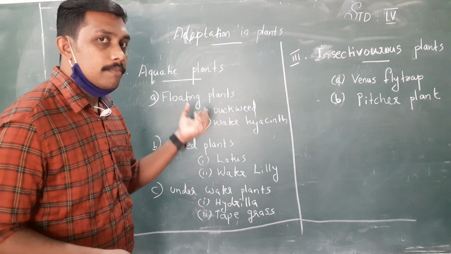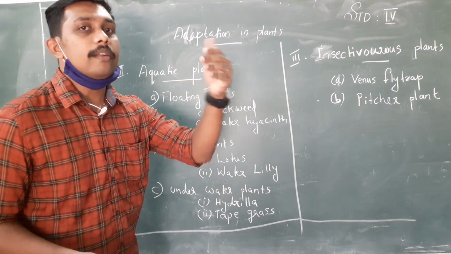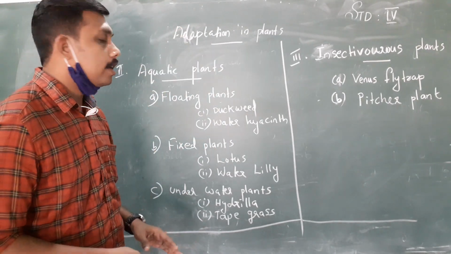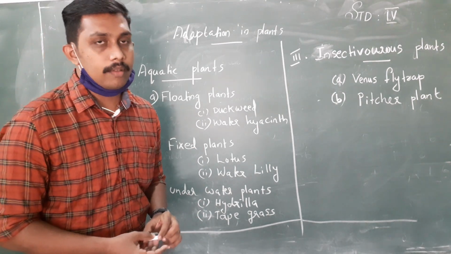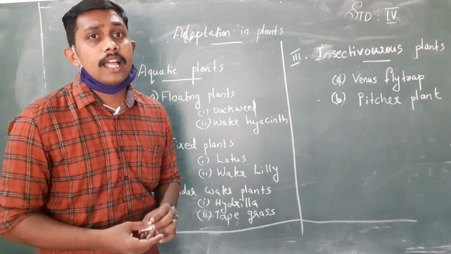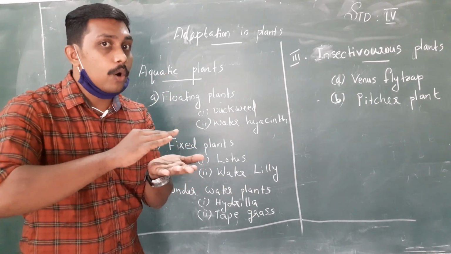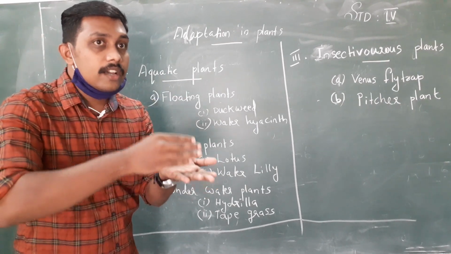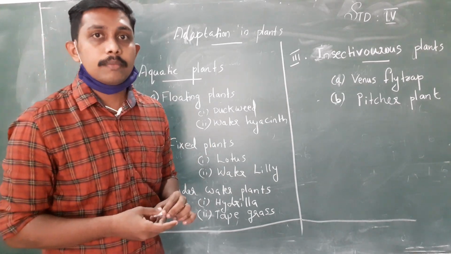Aqua means simply water, that is, plants that grow in or near water are called aquatic plants. The first one is floating plants. What do you mean by floating plants? The plants which are freely floating on the surface of the water are called floating plants.